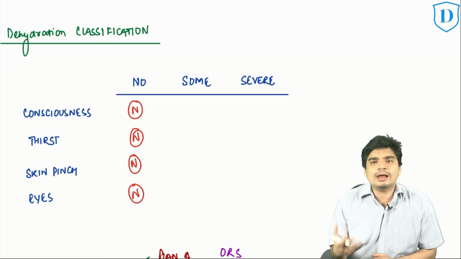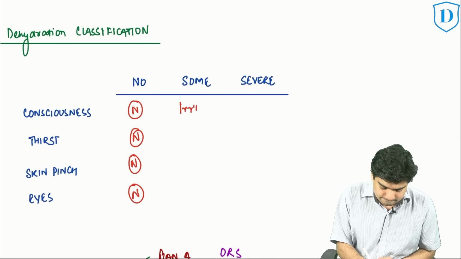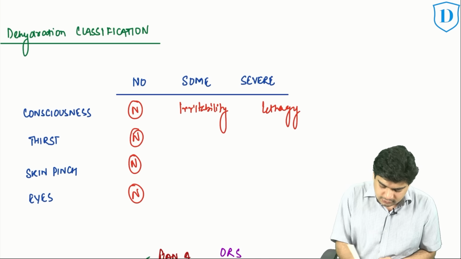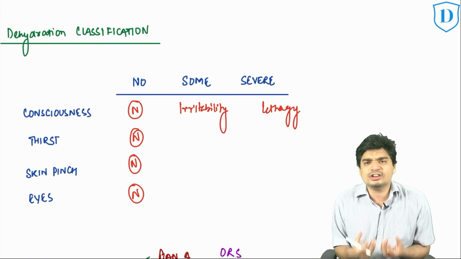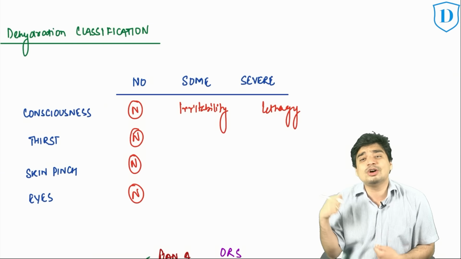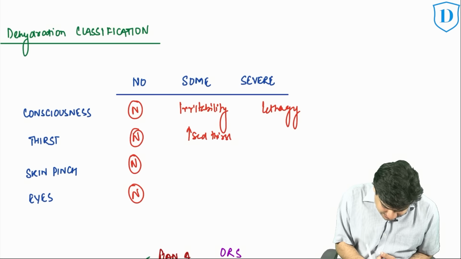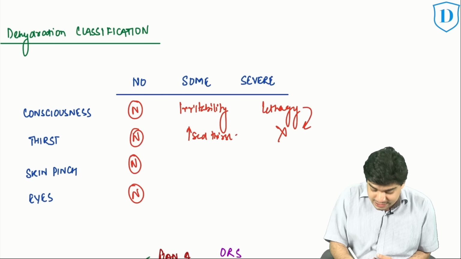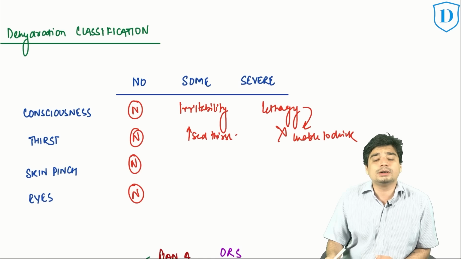In some dehydration, what will happen to consciousness? Crying child, irritability. Severe dehydration, lethargy. Thirst. He's irritable. In some dehydration, child is irritable. Why? He wants water. He has lost some water. So there is increased thirst. In severe dehydration, child is lethargic. He is unable to drink water.